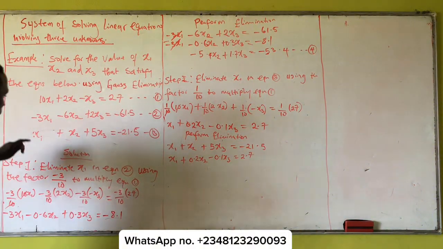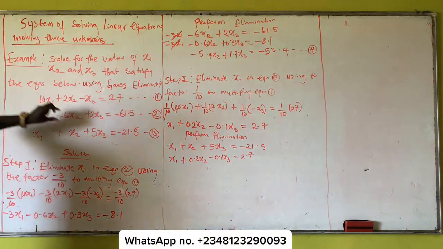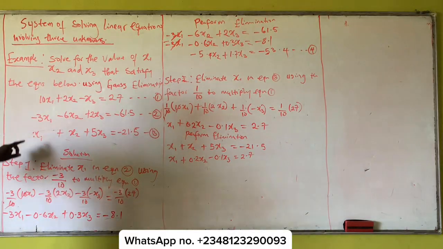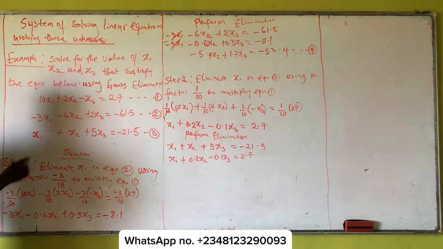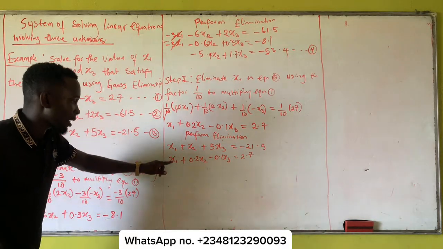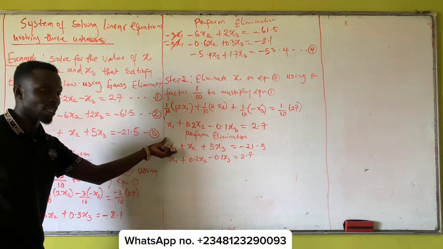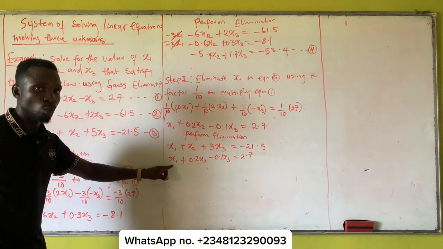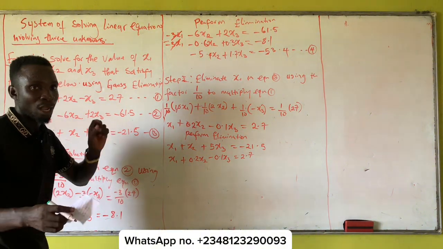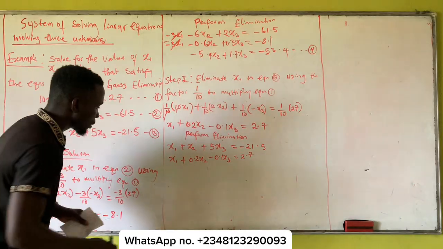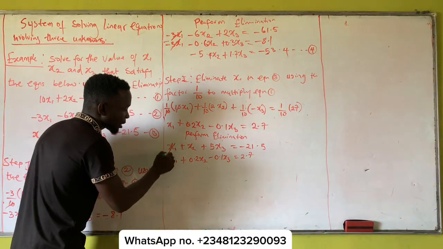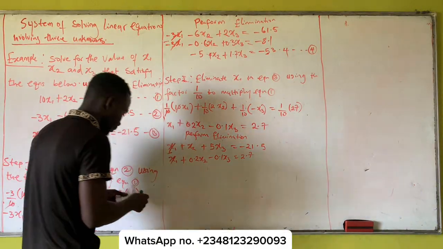Now remember that the reason why we multiply equation 1 by 1 over 10 is to make sure that we get x1 here, so that, since we are trying to eliminate this, this and this should be the same, such that we can subtract and get 0. So if we subtract now, x1 minus x1 will give us 0.